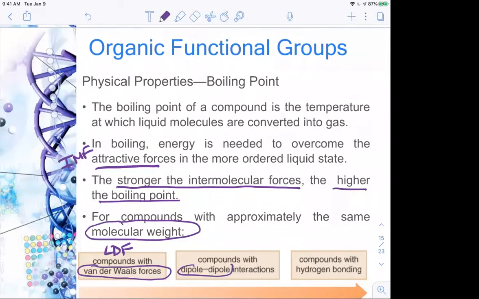This is dipole-dipole, right? These are polar compounds. These are nonpolar compounds. And these are compounds that have an oxygen or a nitrogen or a fluorine attached to a hydrogen. To hydrogen bond, I have to have a hydrogen attached to a very electronegative atom, which is oxygen, nitrogen, or fluorine. This is the strongest force. This is the weakest force. This is the mid-range.